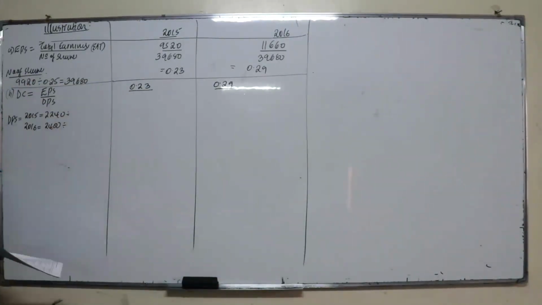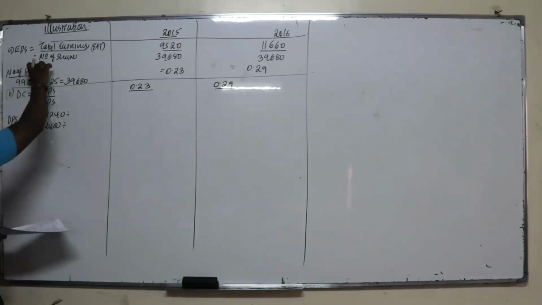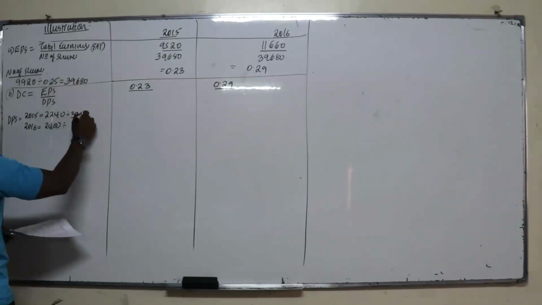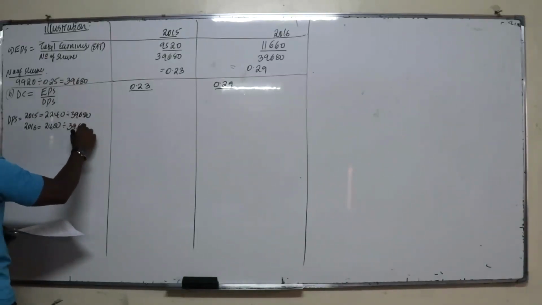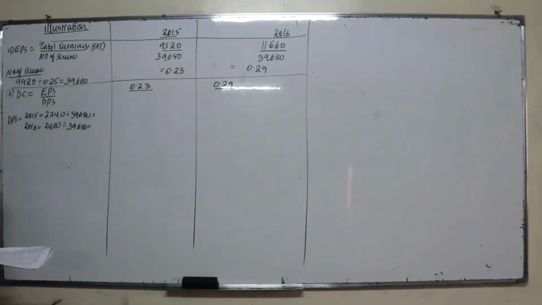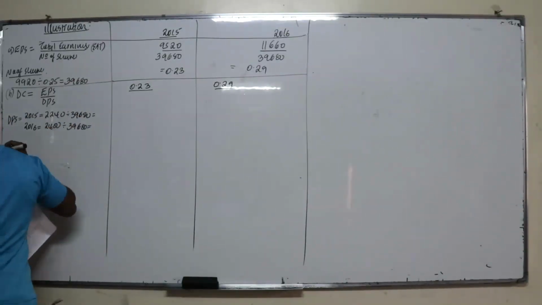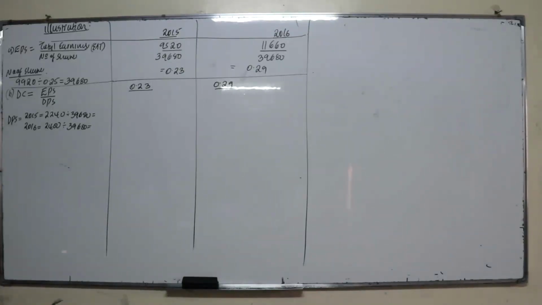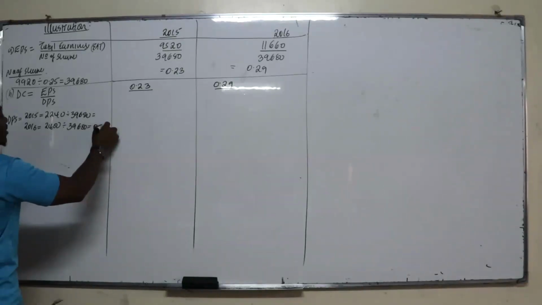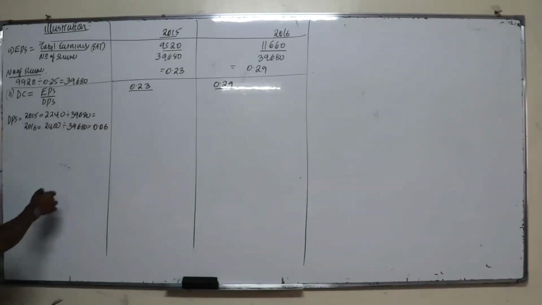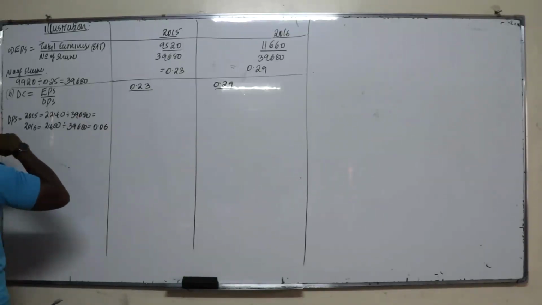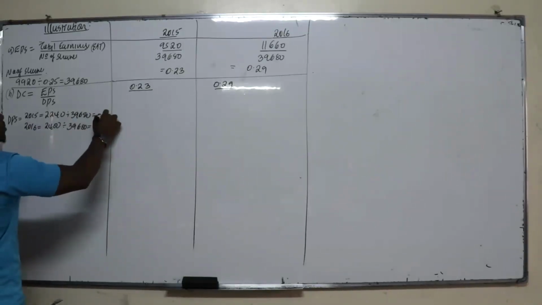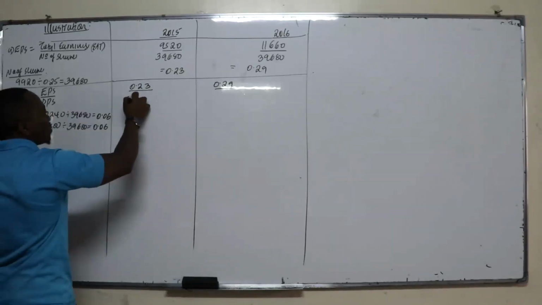How many shares do we have? It's here. Yeah, the number of shares. And we have an amount of 39.68. Give me to 2 decimal places. It can't be 56. It's 0.06. Good. So the dividend per share is 0.06.